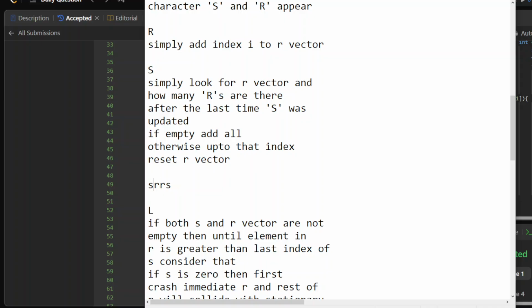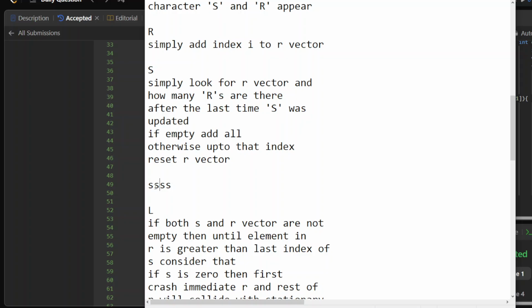I will consider how many R's there are before the S comes, because these will basically get stopped. This one collided with this S and it becomes S. This one collided with this S and it will become S. So the count increases by 2.